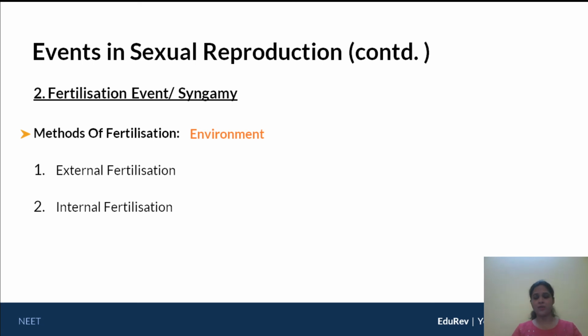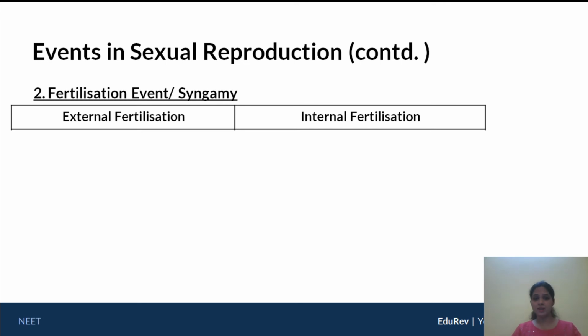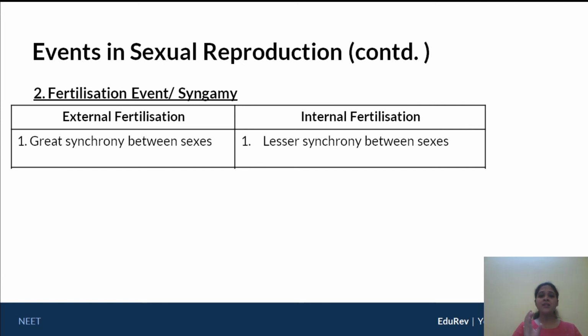Now, what is the difference between them? External fertilization occurs outside the female body, so the environment is outward, whereas internal fertilization occurs inside the female body, fertilization is inside. Now we need to understand why these differences take place and what is the advantage or the disadvantage of either of these. Okay, so let's take these distinction points, internal and external fertilization. External fertilization requires great synchrony between sexes, but internal fertilization does not require as great a synchrony between sexes.